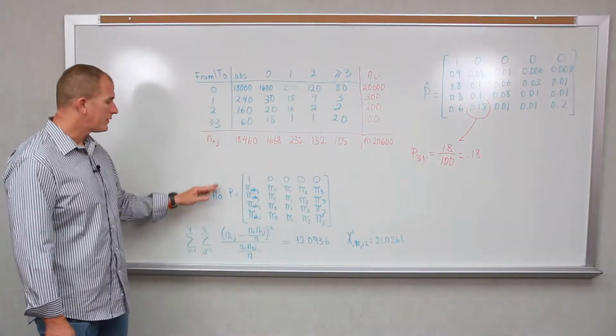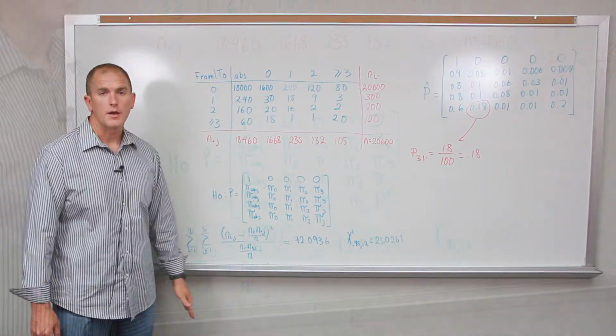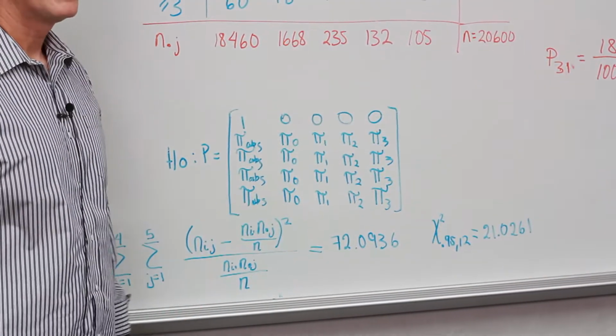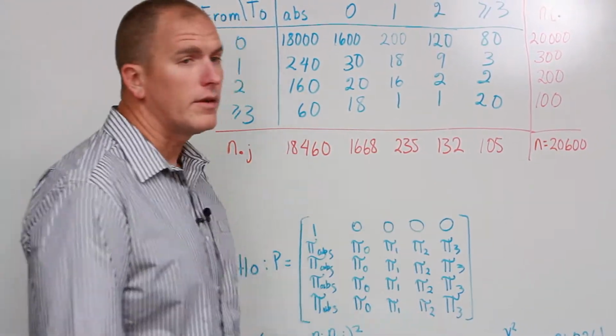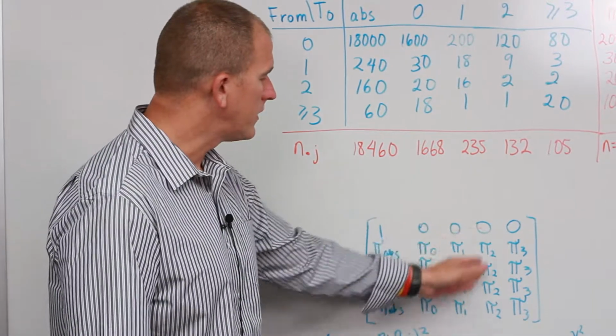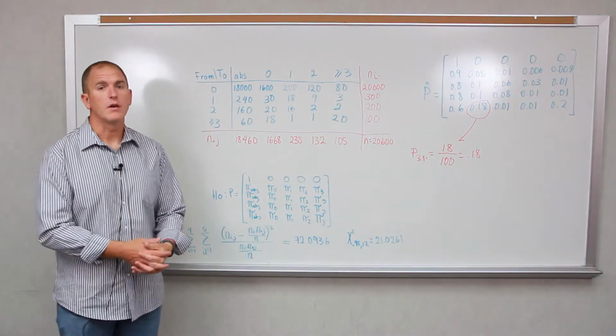So our null hypothesis is of this form. In particular, we notice that the rows of this P matrix are all the same. So regardless of how many shirts a person purchased before, the probability that they purchase X number of shirts on this visit is all the same. So we want to test that versus the alternative that it's not.